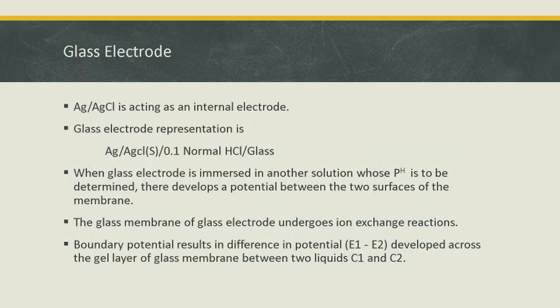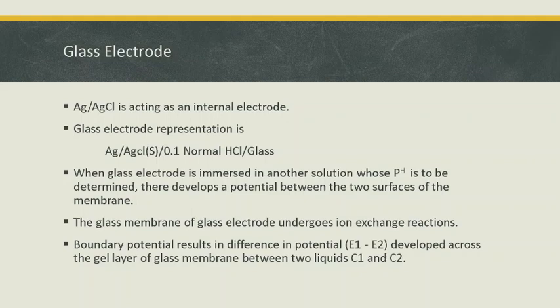Next, coming to the few points I discussed in this diagram. Silver chloride acts as the internal electrode, dipped in 0.1 normal HCl solution, and this is in the glass bulb. Whenever you immerse this electrode in a solution of unknown pH value, it develops some potential on the surface of that solution. The glass membrane of this glass electrode normally undergoes ion exchange reactions.